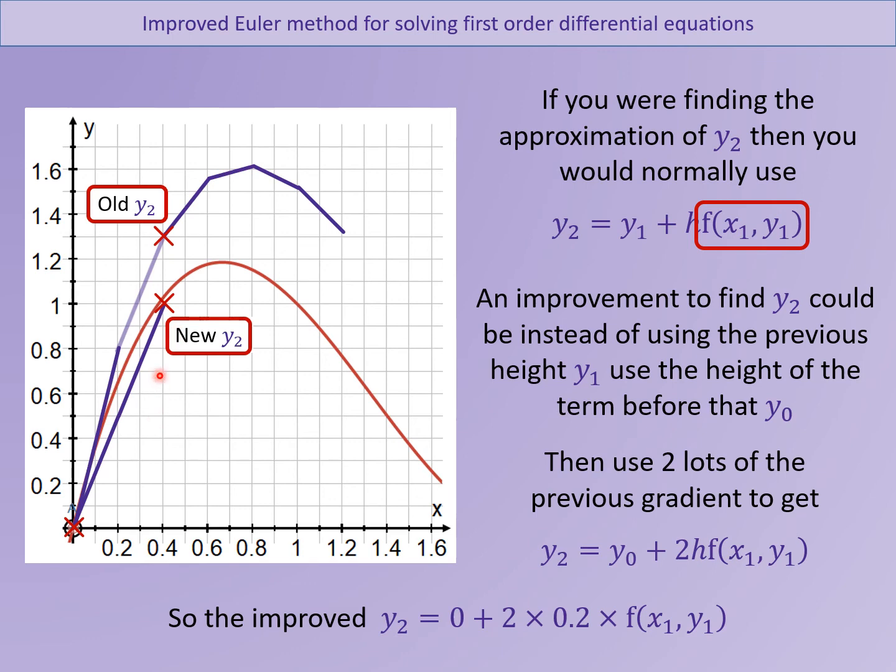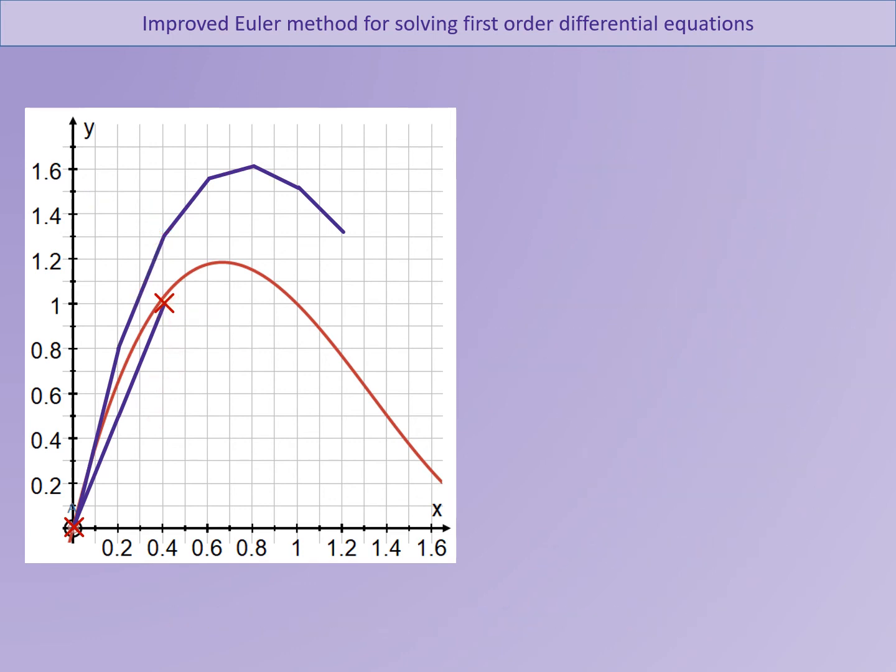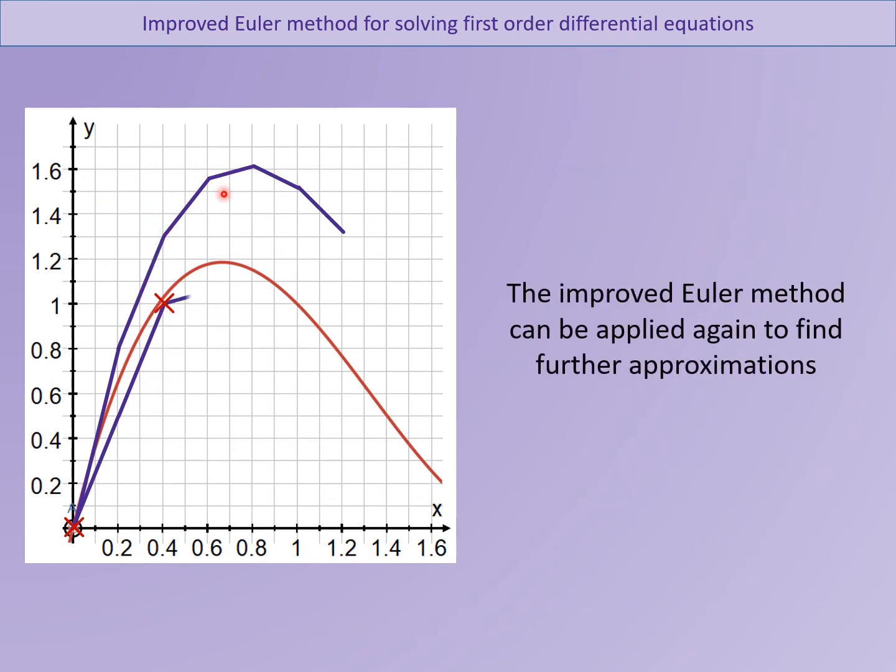All right, so from there, I'll be looking at adding two lots of this gradient on, and it takes me to there. Okay, we'll look at one more for this improved method. From there, normally I would have done the gradient just once, but this time I'm looking at the gradient, ignoring the first one along, looking at the second one and doing that twice. So there you go, 1, 2, gives you that value.